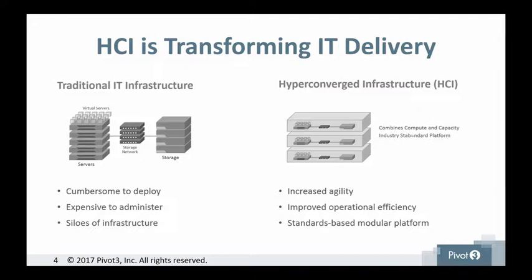You want something simpler than that. Hyperconverged has a great potential to improve the agility of your infrastructure. Really, it uses the industry standard building blocks, right? So the cost of acquisition goes down with that. And then it has improved operational efficiency because it's an integrated platform. You have virtualization, you use industry standard hardware, there is no storage area networking to worry about.